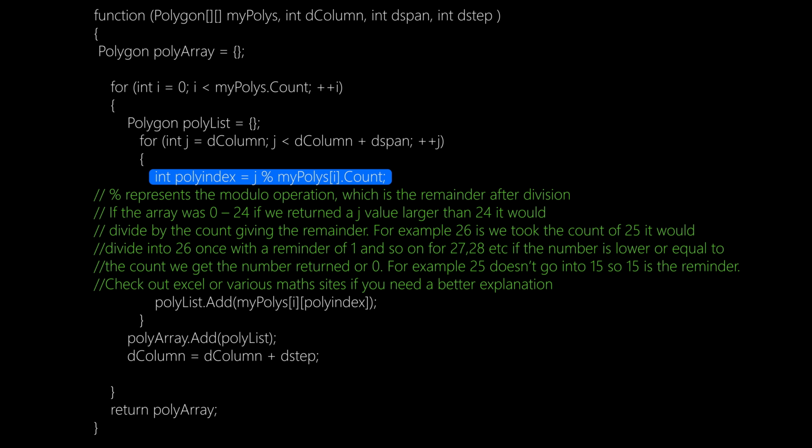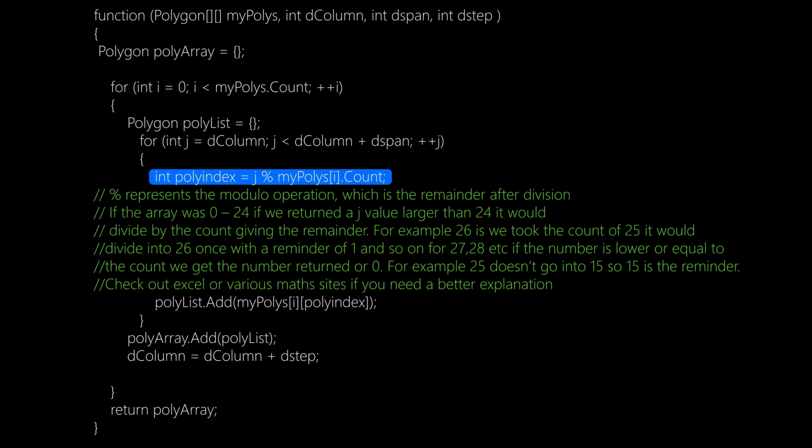And then if it's less than the number itself, for example, 25 doesn't go into 15. So if you're up to number 15, it'll just return 15. Until it gets to the number itself, it just returns the actual number. So this is very handy for looping around a series. There are some more examples out there, so check out some Excel or various math sites and you'll get a better explanation than I can give here.